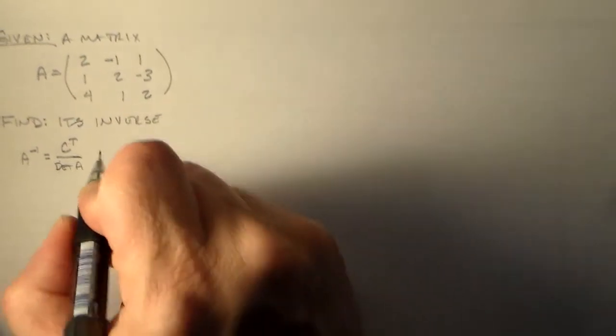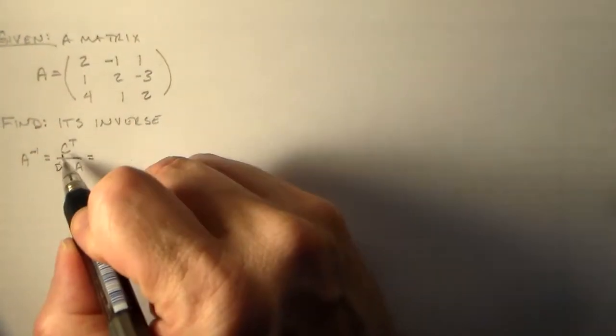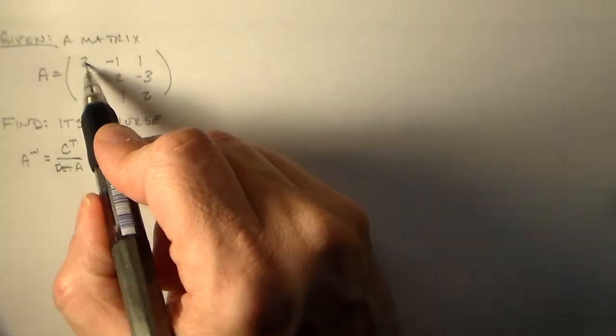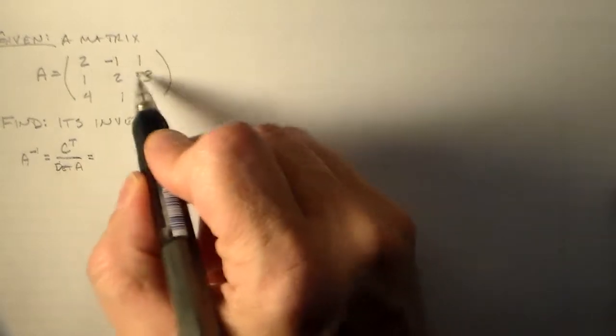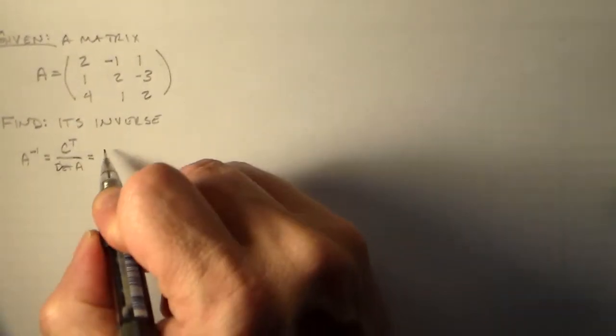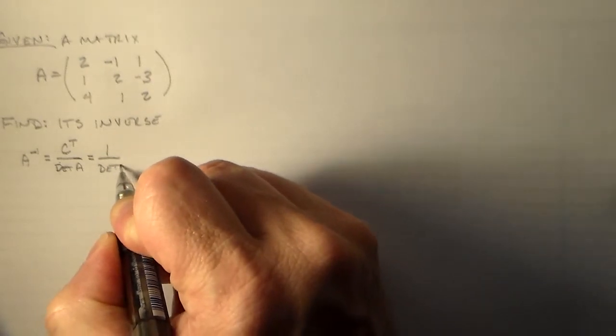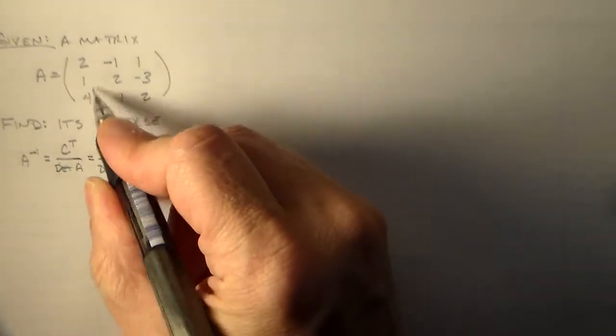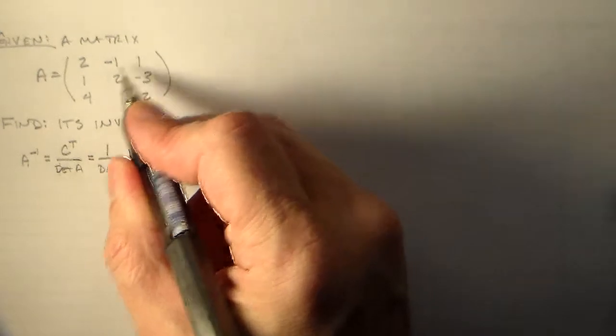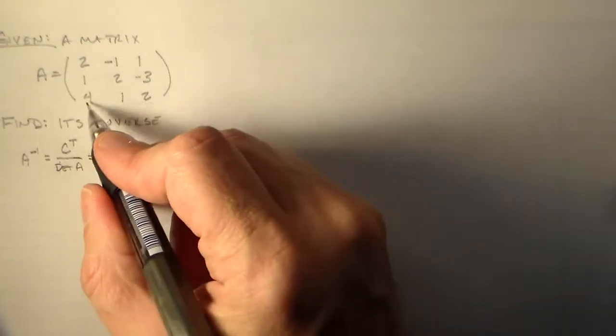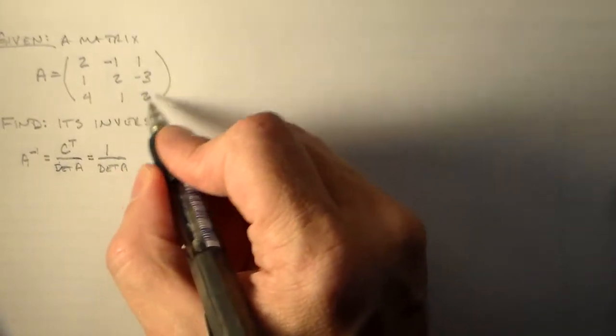Okay. And what I mean by the transpose of the cofactor matrix is that the cofactor matrix is the cofactor associated with each one of these squares. And then what I mean by the transpose is I then flip it over diagonally like that. This one goes here, this one goes there, and so on.